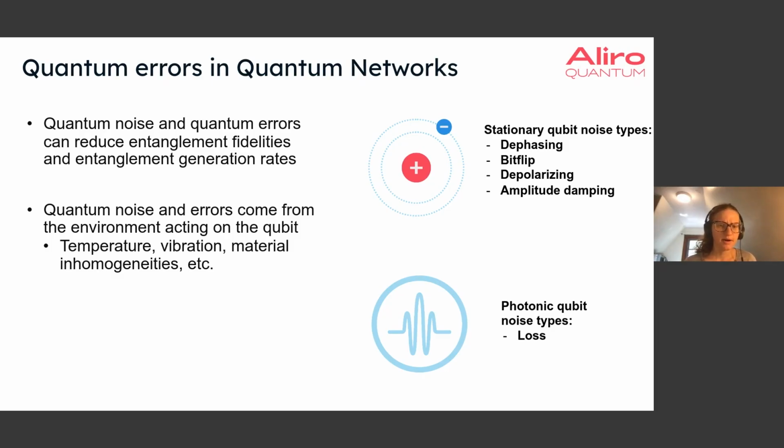Basically, quantum noise and quantum errors can reduce entanglement fidelities and can reduce entanglement generation rates. So we really want to try to avoid these errors and noise as much as we possibly can. But on some level, the noise and errors are unavoidable.